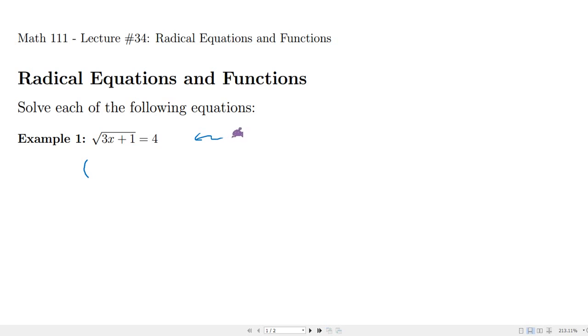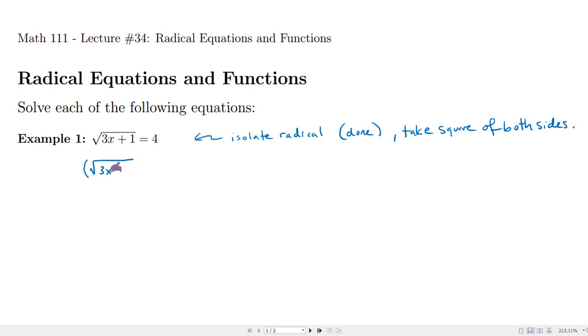So, isolate the radical, which is done, and take the square of both sides, right? Because we already know that both sides are equal, so if we square both sides, then that will also be equal. So the square root of 3x plus 1 quantity squared is equal to 4 squared.